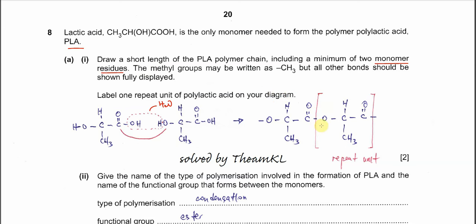Another requirement is to label 1 repeat unit of this polylactic acid. So you must label at least 1. Let's say from this one to the CO double bond. So this is 1 repeat unit. Then next to this O is another CO double bond, and it continues the same structure. So this we call the repeat unit.